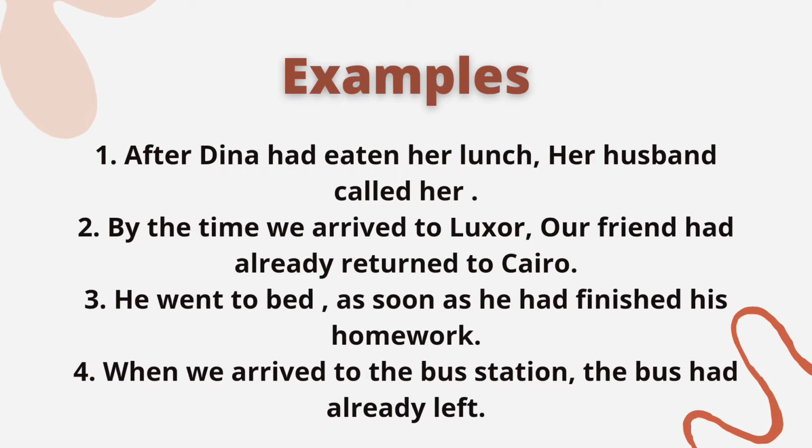As you can see, the first actions that happened in the past are put in the past perfect tense, while the second actions are put in the past simple tense. And as you can also see, after the word after or as soon as, we put past perfect, and after the words by the time or before, we put the past simple tense.